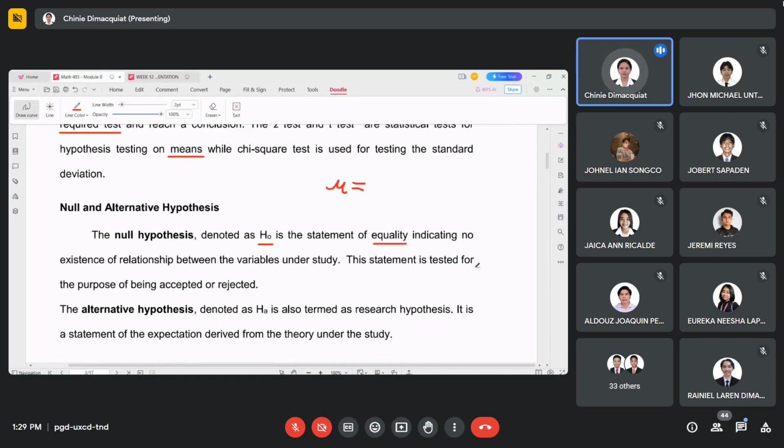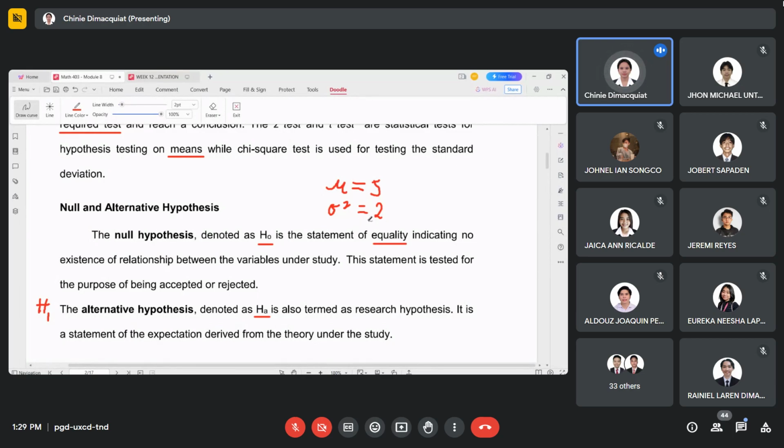Okay, so meron din tayong alternative hypothesis, denoted as HA or H1. HA and H1, siya yung symbol ni alternative hypothesis, is also termed as research hypothesis. It is a statement of the expectation derived from the theory on the study. Kung yung ating null hypothesis ay laging equal sign, halimbawa yung mean is equal to 5, o kaya variance is equal to 2. Ito yung ating null hypothesis.